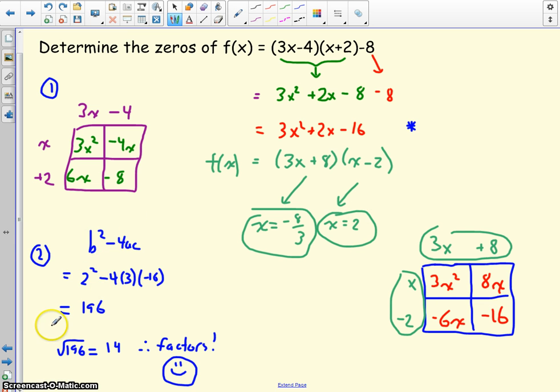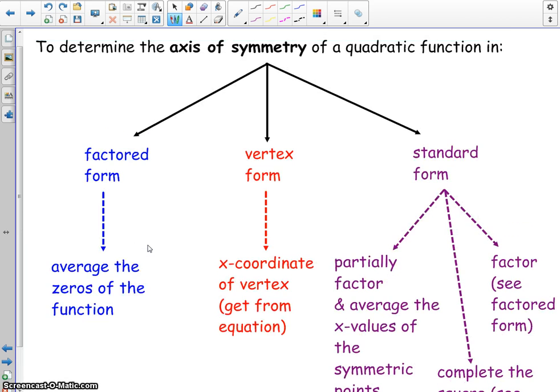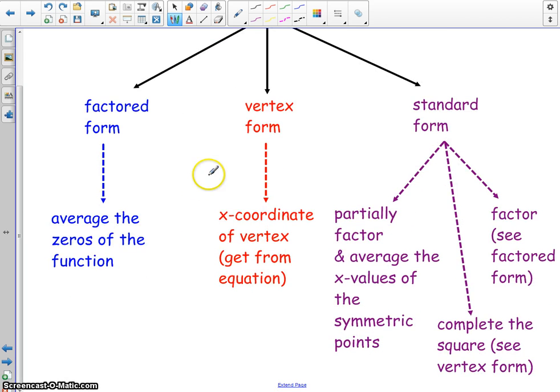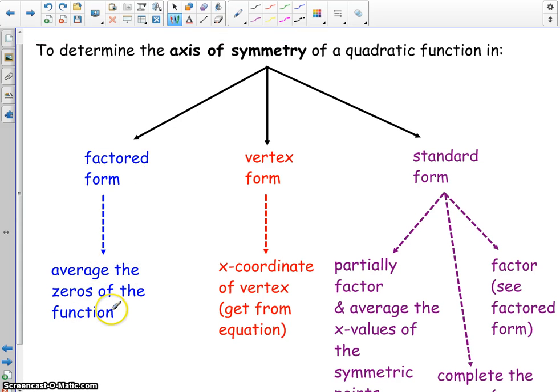Alright, so that's enough of finding zeros. Let's just try and recap now how we find axis symmetry. So, again, we'll go through different examples of this on the slide after this, but if you're in factored form and you get your zeros, you'll remember the axis symmetry is that x value that cuts the parabola in half, so it's going to be halfway in between your two x-intercepts. So if your two zeros are x1 and x2, you can add them together, divide by 2, and that will give you your axis symmetry.